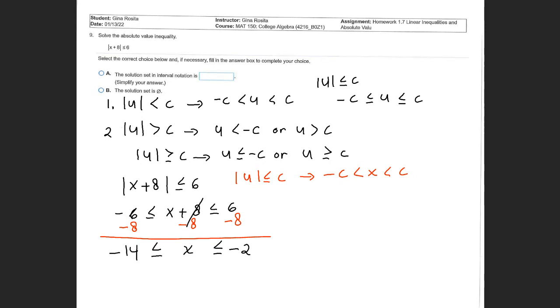Now look again. You have to write with interval notation. This is closed, because less than or equal to, this is closed. So the answer becomes negative 14 to negative 2. Number 10 now.